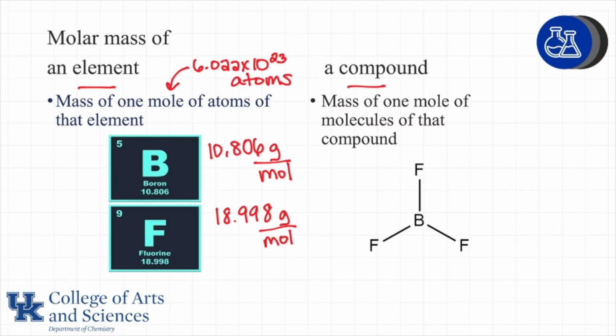If we were only talking about a single atom of boron, it would have a mass of 10.806 u, but we're talking about a mole of atoms, so it has a mass of 10.806 grams per mole, and molar mass always has units of grams per mole.